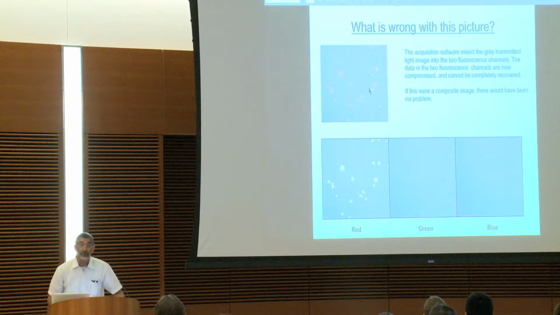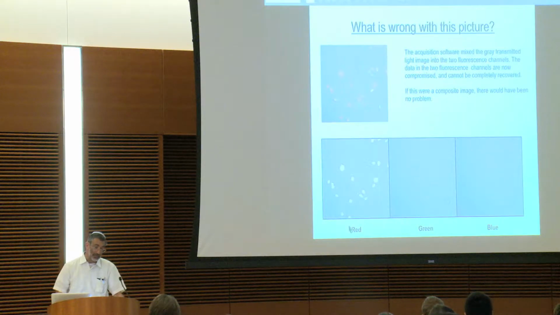Somebody comes to me with an image, and this is it. It's got red in it and gray. The gray is a transmitted light image. The red is a confocal image. And there's also green here. I think you might see it over here. And he wants to do some image processing on it.